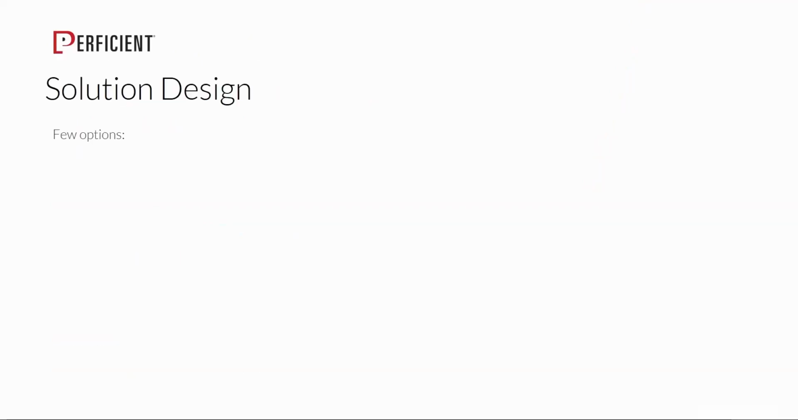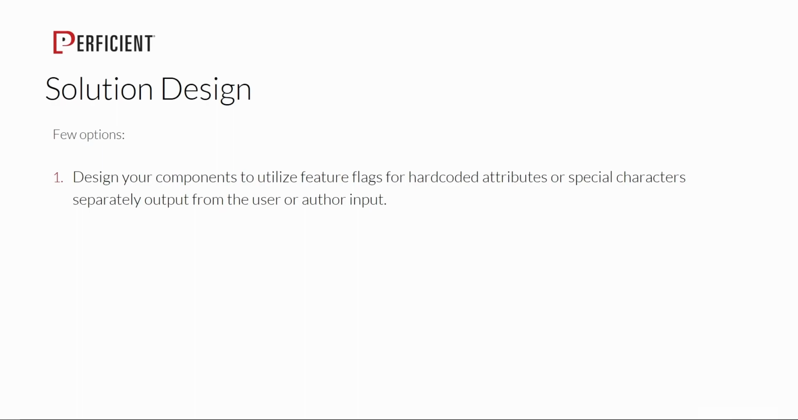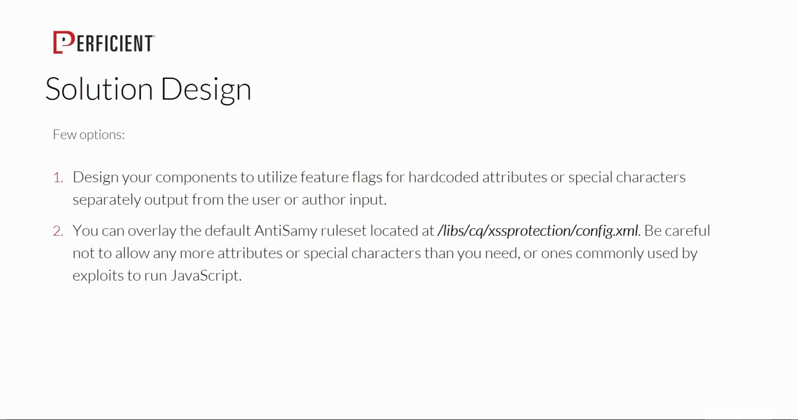Thankfully, we have a few options other than using context equals unsafe. Design your components to utilize feature flags for hard-coded attributes, or output special characters separately from the user or author input. You can also overlay the default rule set for the anti-SAMI rules located at libcq cross-site scripting protection config.xml. Be careful not to allow any more attributes or special characters than you need, or any of the ones commonly used by exploits to run JavaScript.